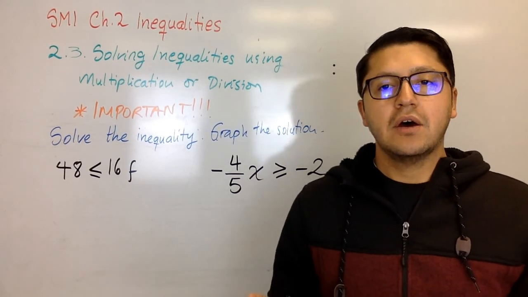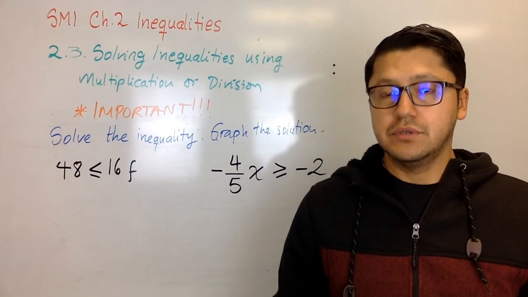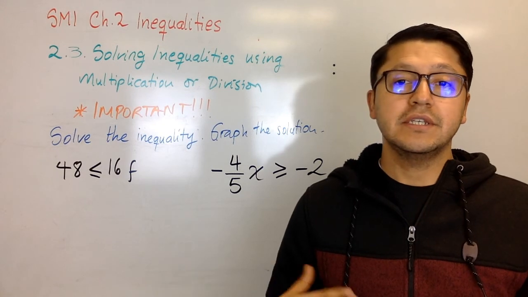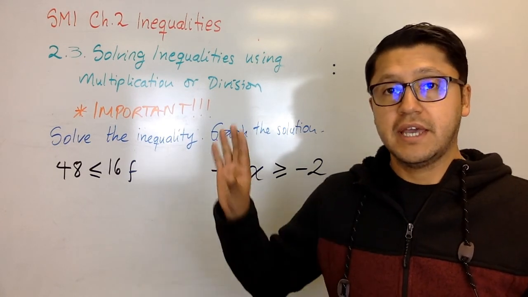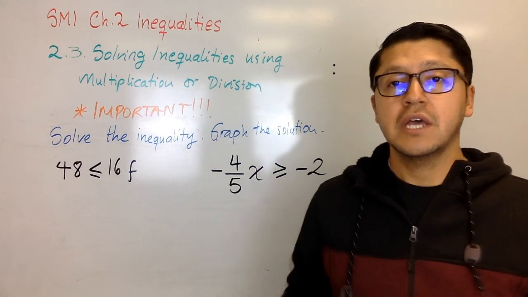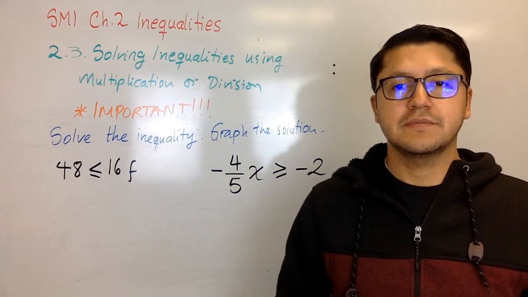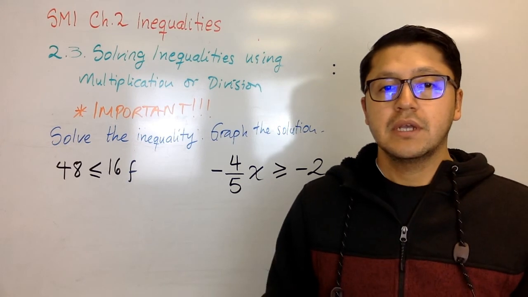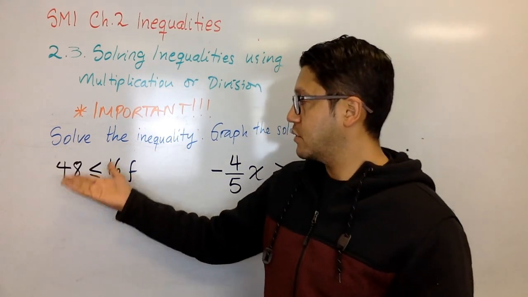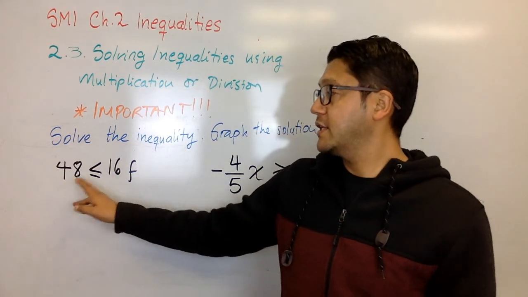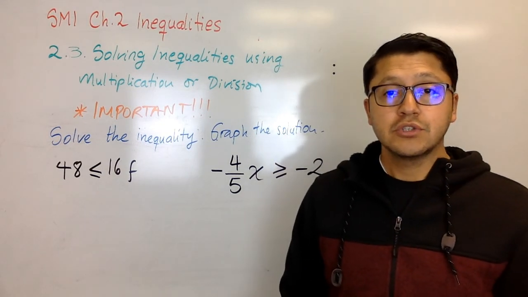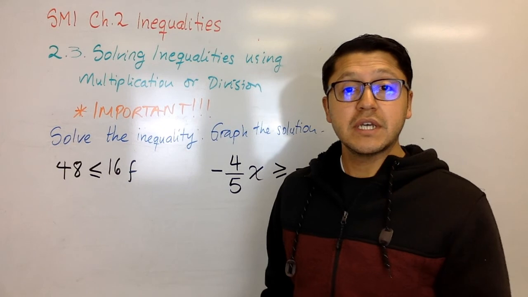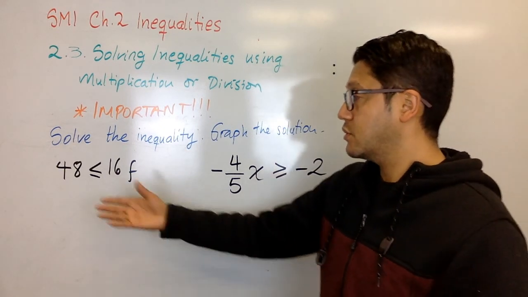Well, now that we know what we have to do in case we need to perform an operation with a negative number in case of multiplication or division, let's solve these two exercises to go further. Let's begin with this inequality. This inequality is telling you that 48 is less than or equal to 16 times the number. So the same thing we did when we were solving equations, we're going to do here.